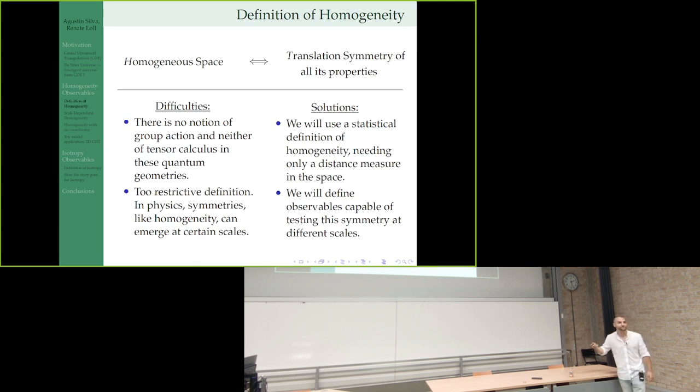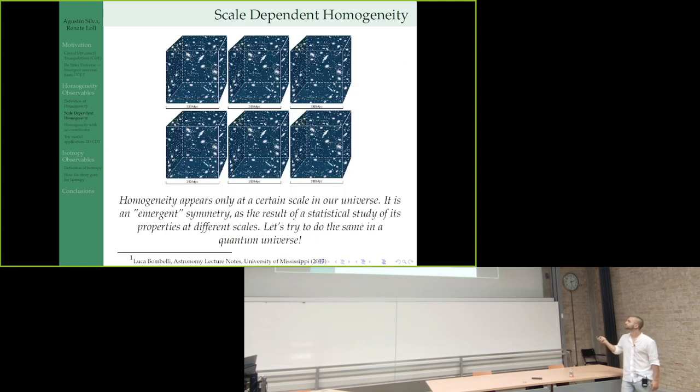In physics, symmetries, like, for example, translation symmetry or isotropy, can emerge at certain scales. So we need to have a definition that is scale-dependent. If you're going to test symmetries, it has to be in a scale-dependent manner, and symmetries might emerge at different scales. So we will use a more statistical definition of homogeneity, and also we will not use any group action. We will only use a distance measure and a volume measure, which is all we have in this causal dynamical triangulations approach. And we will define observables that are capable of testing this symmetry, as I said, in different scales.